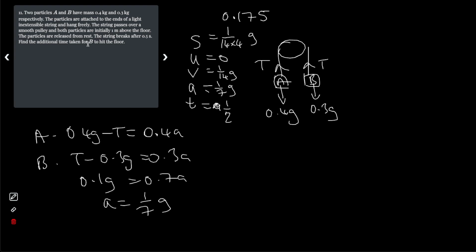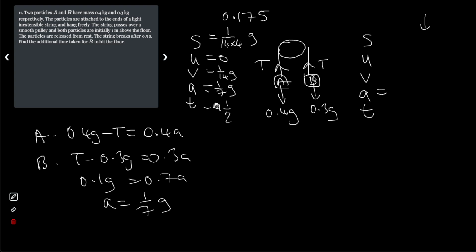We want to find the additional time taken for B to hit the floor. So this is before the break. After the break, SUVAT, we can look at B. And what I'm going to do is look at down as positive. The reason I'm doing that is because the distance B needs to travel is down, and so is acceleration. So two of my three values are going down. So if I do down as positive, I'll have more positive values than negative values.